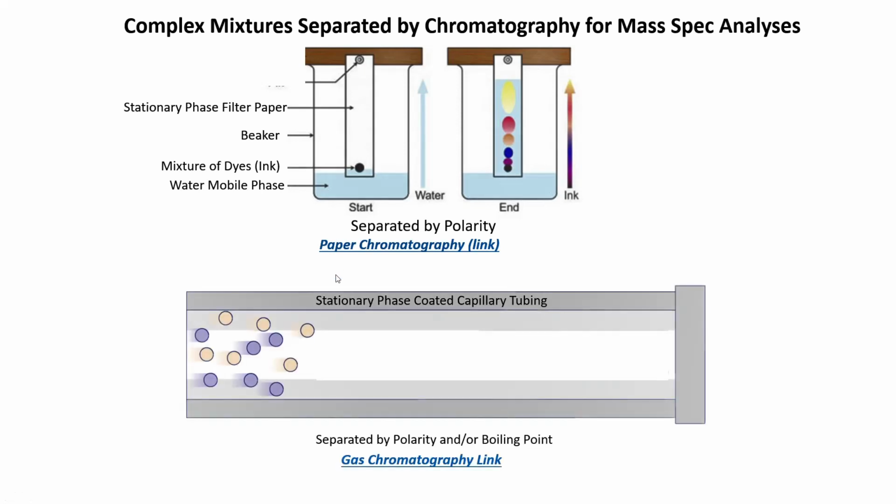Gas chromatography in many ways is very similar. In this case, we have a stationary phase, which is coated capillary tubing, which takes the place of the filter paper above. We put our compounds in a flow of helium at the head of this capillary column, and then it separates it into its separate components that can be analyzed by the mass spectrometer. The compounds are separated by polarity and/or boiling point, and one can increase with time the temperature of this column to increase or decrease the time it takes to separate your components.